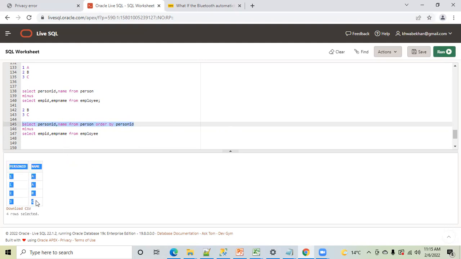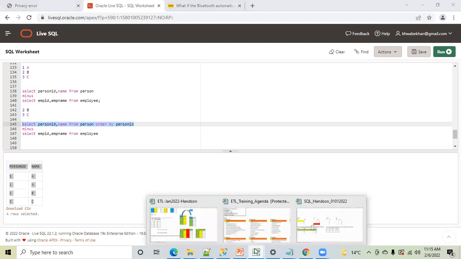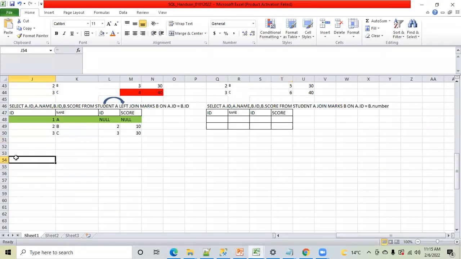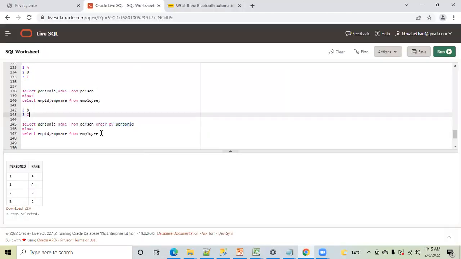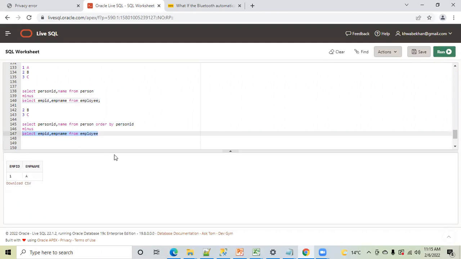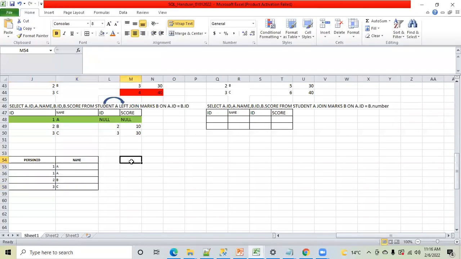So if you are executing this query with ORDER BY, this is the output, correct? This is the output, right? Now from this second query, let's try to understand why SQL is throwing an error message. What is happening here? From the second query, you got this output. This was person and employee.